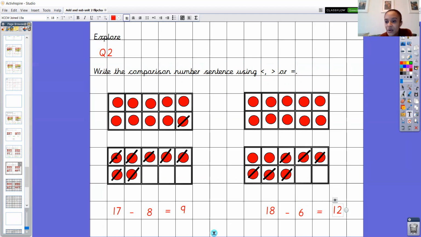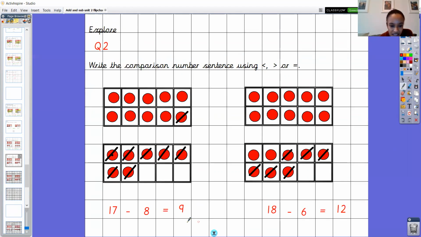I need to remember my symbol. My biggest number, is it this one? Is it this one? Oh, it's this one over here. I'm going to face that side. And then the smallest part is this way, which means this is the less than symbol. I'm going to highlight the bits that we're going to say.